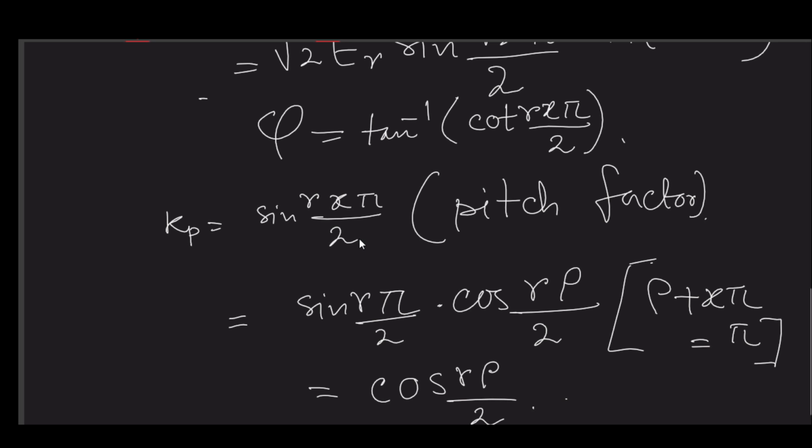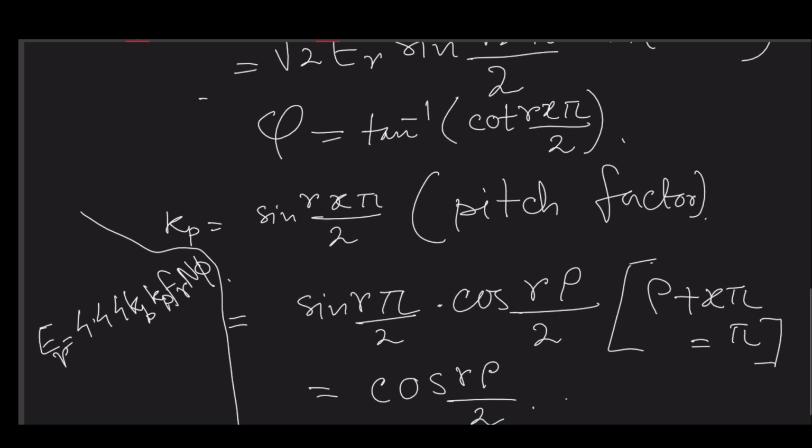This is known as pitch factor, and the EMF E at any instance is like your 4.44 kp, or let me write Er, kp fr in phi. This is the generalized expression of EMF. Now, how this generalized expression of EMF will help us to realize more sinusoidal type induced EMF, that we will see in our next video. So, till then, analyze all this.